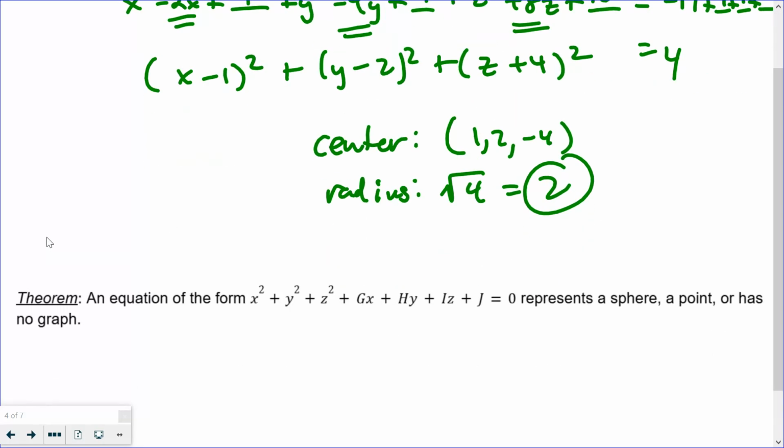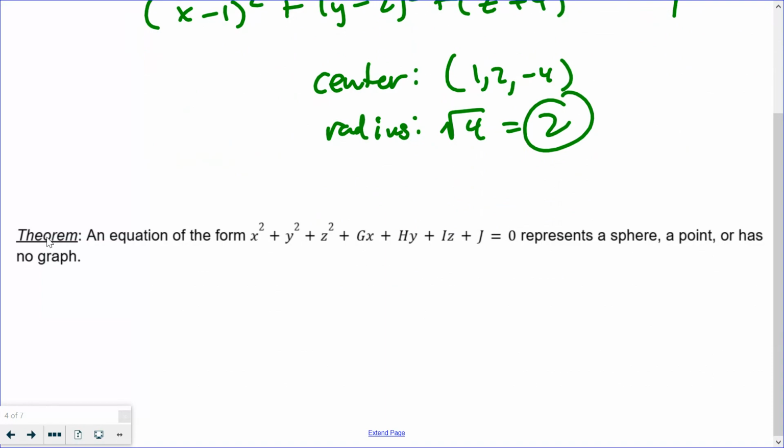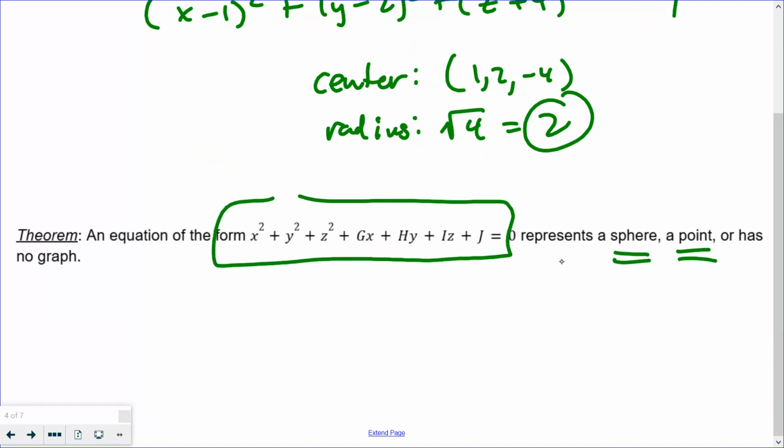All right, important theorem. If you ever have an equation that is in this form, it is a sphere, a point, or it has no graph. Well, how am I supposed to know? It would be a sphere if you have your x squared, y squared, and z squared. You would have a point only in the situation if r is equal to 0. Doesn't that make sense? If r is equal to 0, you wouldn't have a radius, but you'd have your center.